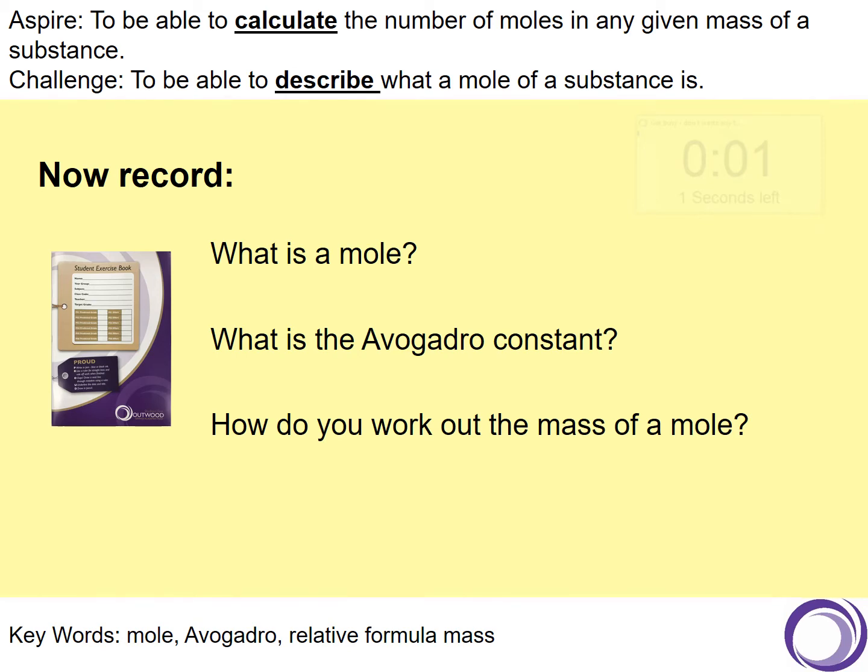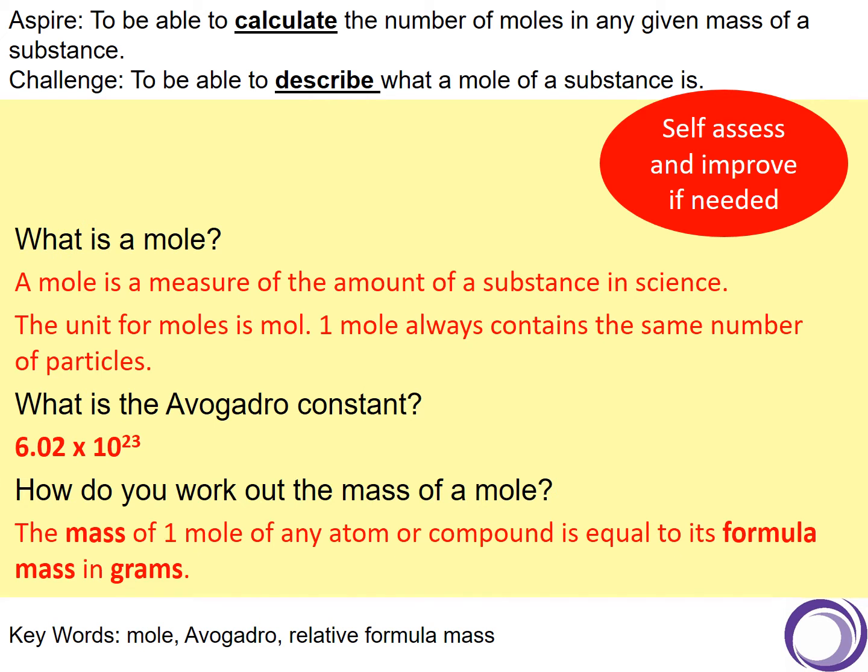Okay, grab a different coloured pen so you can self-assess your work. So what we should have had is a mole is a measure of the amount of substance in science. The unit for moles is mole, and 1 mole always contains the same number of particles. If you missed any of those, add them in a different colour. Avogadro's constant is 6.02 times 10 to the power of 23. Make sure that 23 is superscript, up in the air.